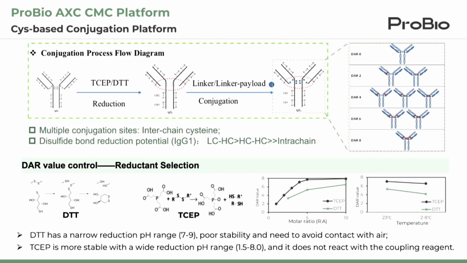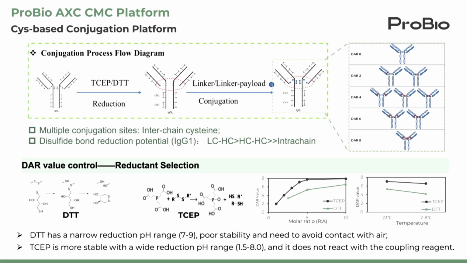So I'll just take two platforms as examples. First, the cysteine-based conjugation platform. As I said, this approach basically leverages the different reduction potentials in the 4 pairs of disulfide bonds in the IgG. So for example, for IgG1, typically the disulfide bonds between the light chain and heavy chain are a little bit easier to be reduced than the hinge regions between the 2 heavy chains. And we can fine-tune the reduction condition to get the average DAR as targeted.